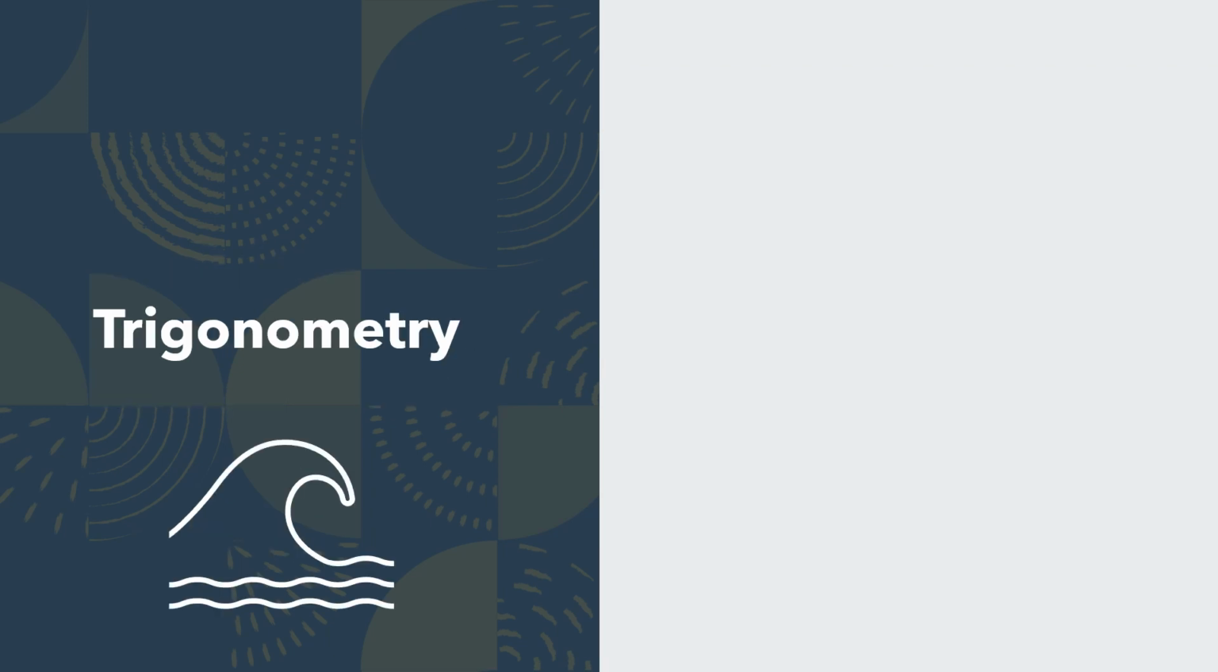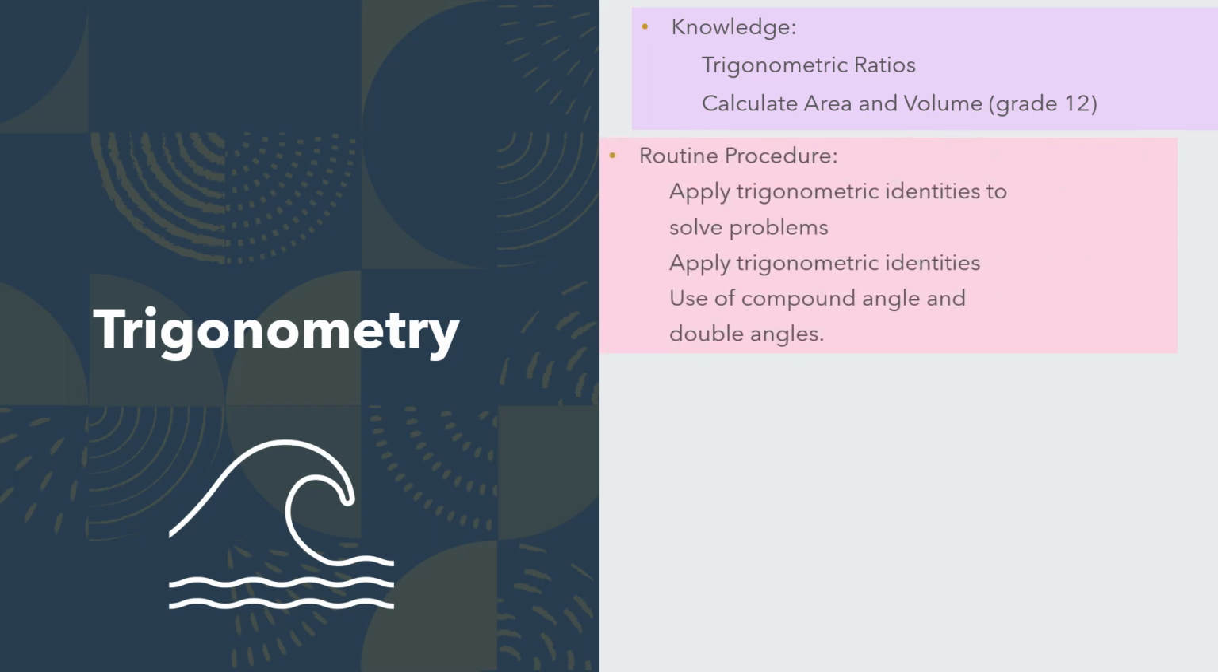Next, we will discuss trigonometry. Under the knowledge level, we will determine if students understand the trigonometric ratios as well as calculating areas and volumes, like applying trigonometric functions to right angles and solving basic problems related to area and volume. Under routine level procedures, we will see if students can apply established trigonometric identities, like using the trigonometric identities to simplify expressions and solve equations, as well as using compound and double angle formulas.